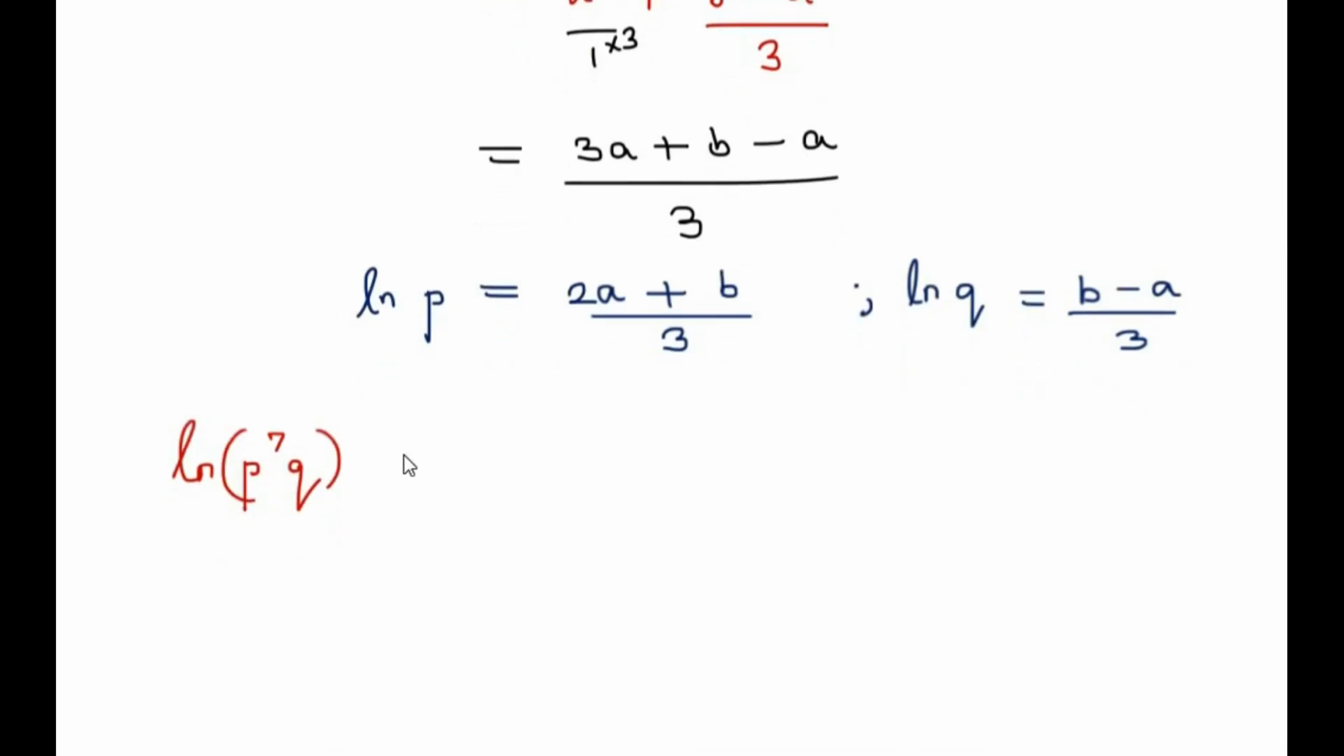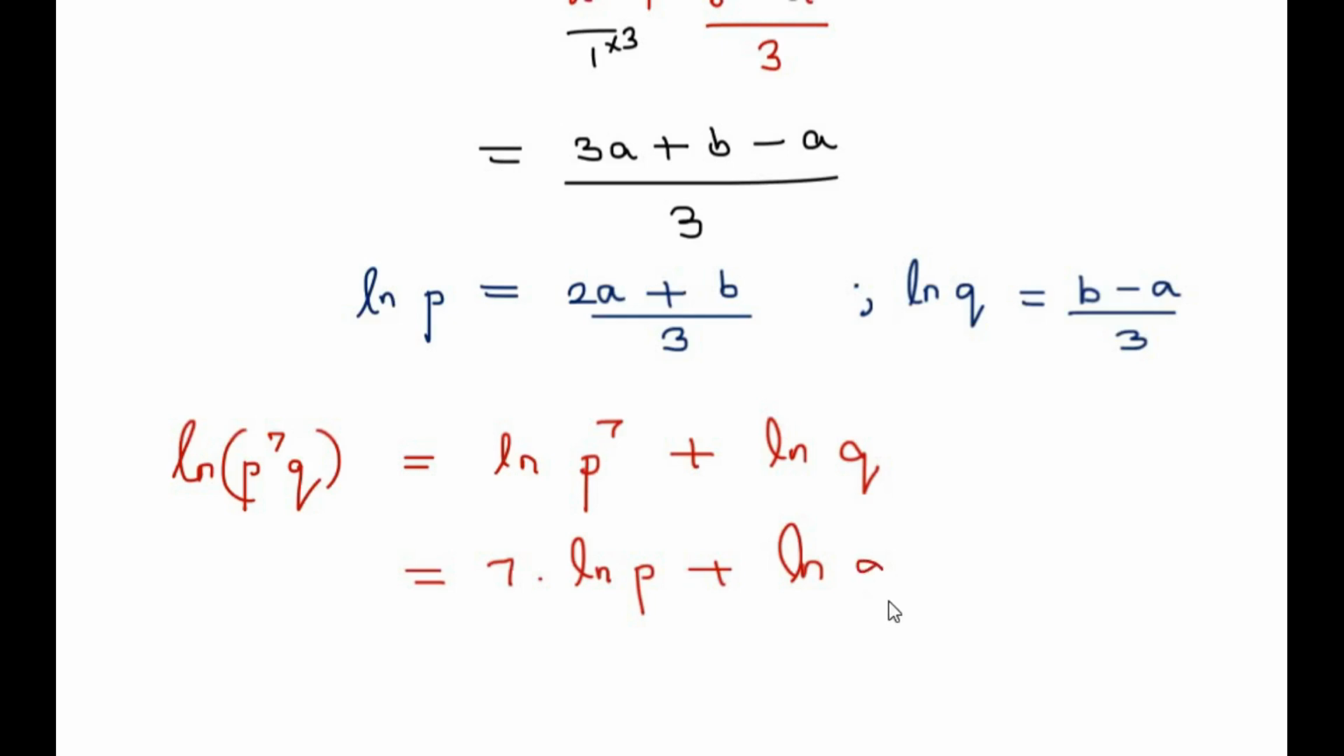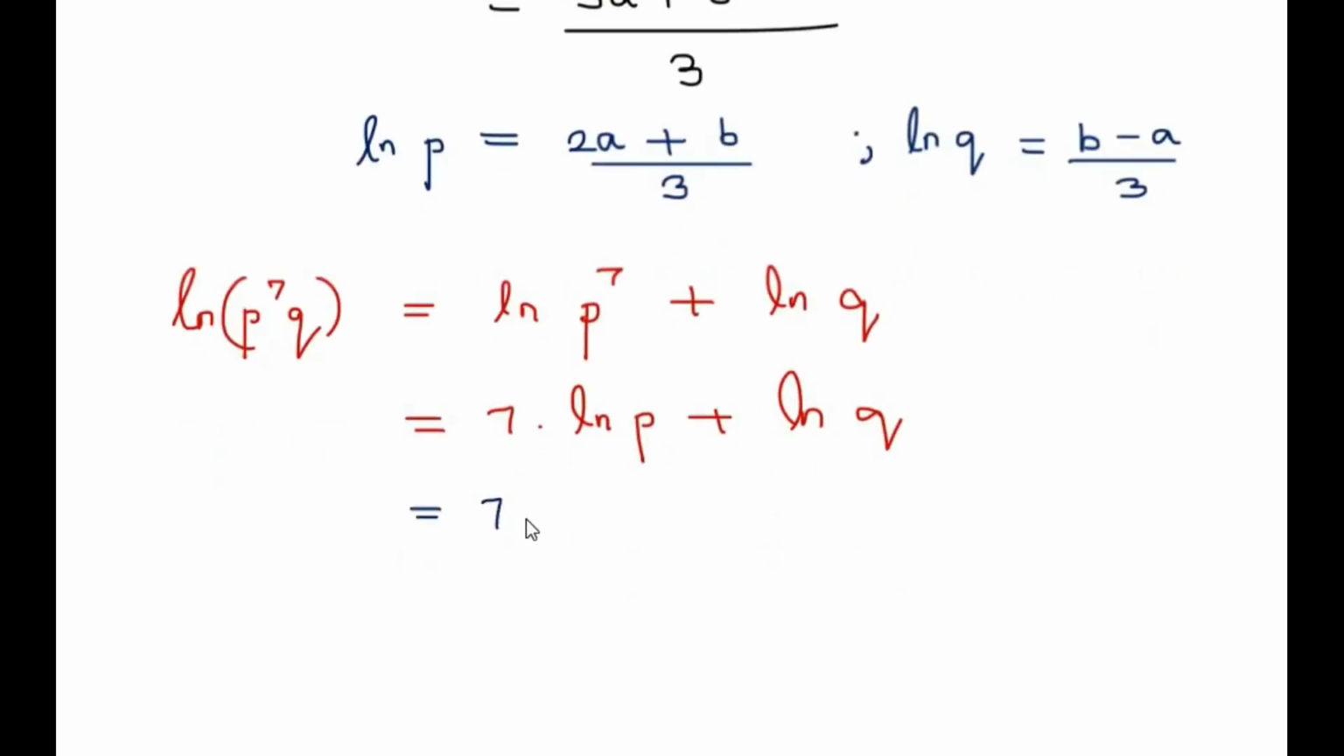Now using the product rule of the natural logarithm, we can write this as ln p to the power of 7 plus ln q. And using the power rule, the power 7 comes out and it gets multiplied with ln p. So 7 multiplies with ln p plus ln q. Now we have already got the value of ln p and ln q in terms of a and b. So let us plug in the value of ln p and ln q over here. So we have here 7 multiplied with (2a plus b) divided by 3 plus ln q, that is (b minus a) over 3.